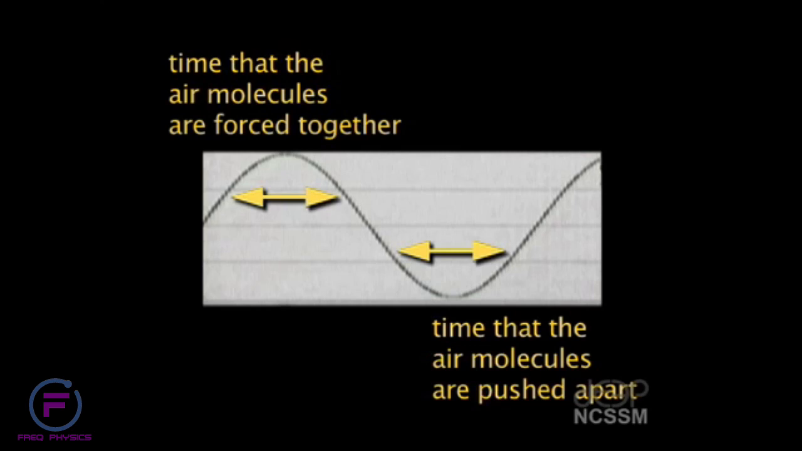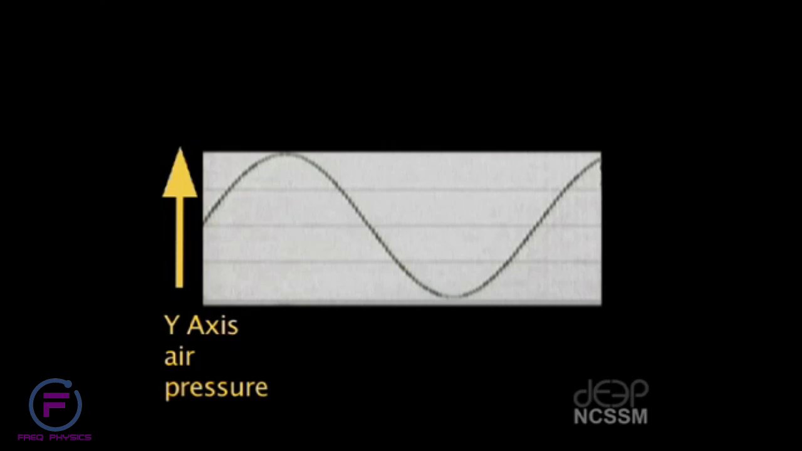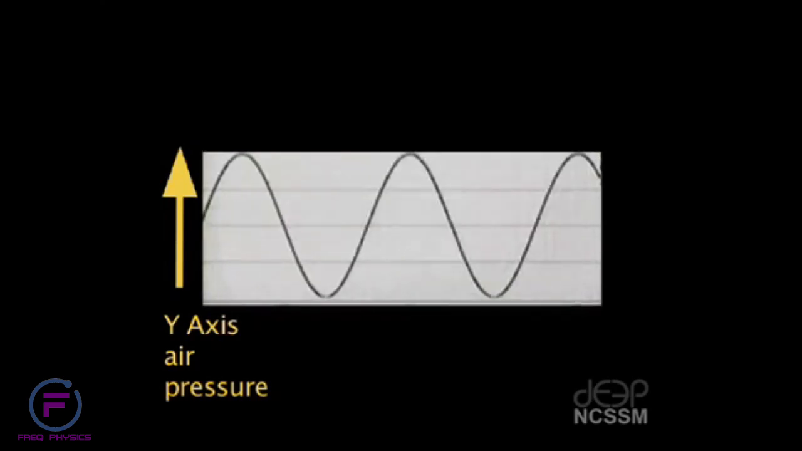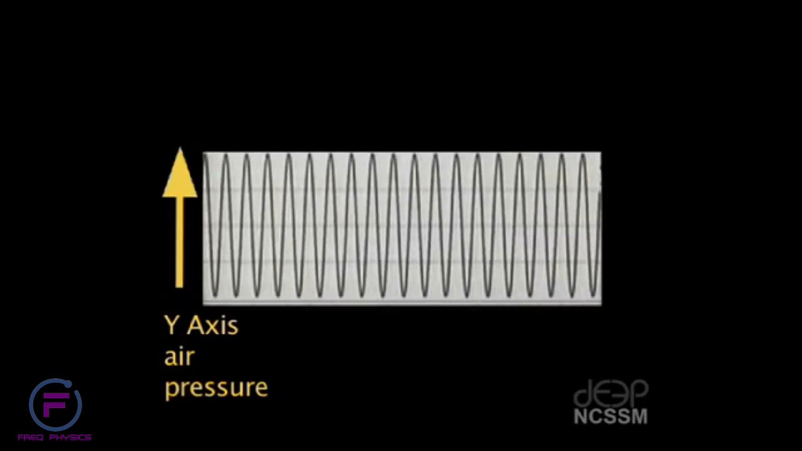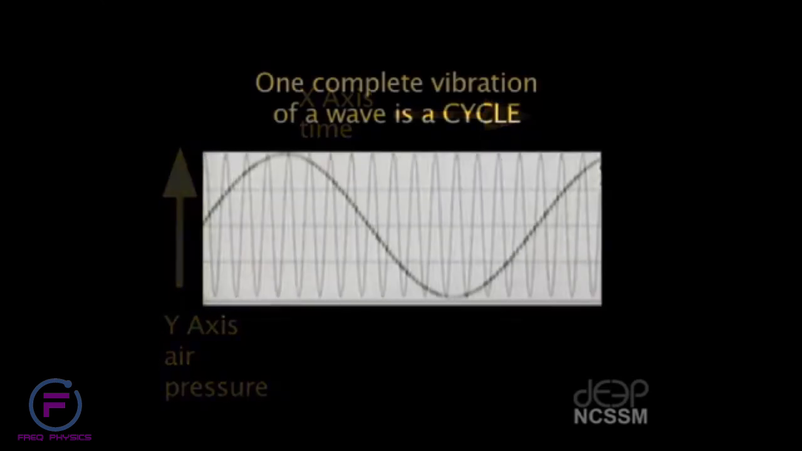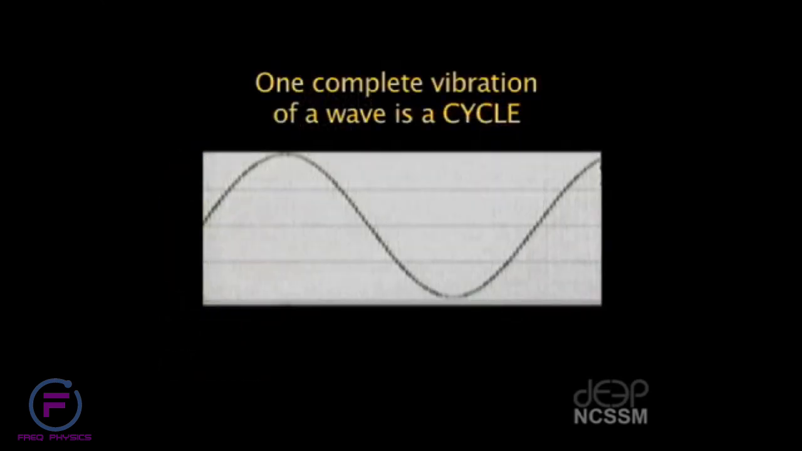So, the y-axis is air pressure. You will notice that it happens over and over. This takes time. So the x-axis represents time. One complete vibration of a wave is known as a cycle. And this is how we begin to relate these pitches to numbers.